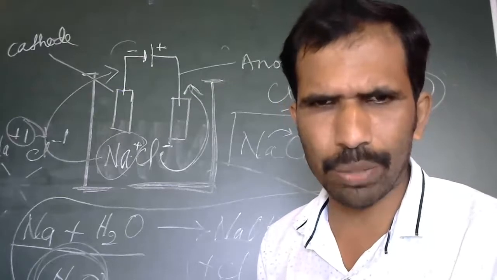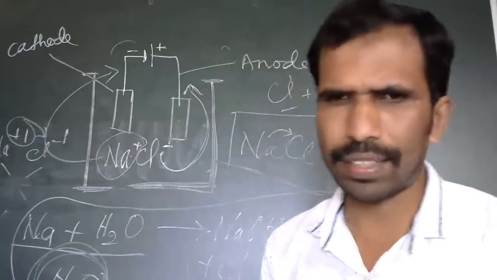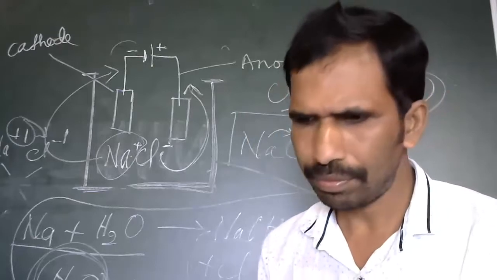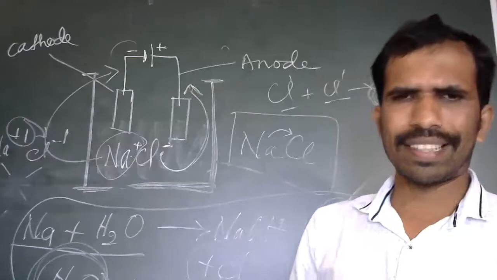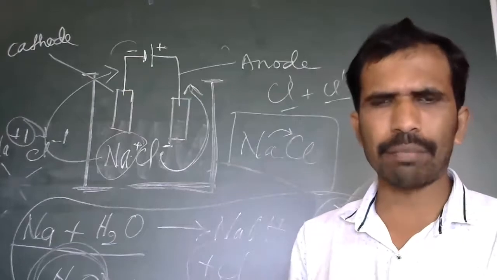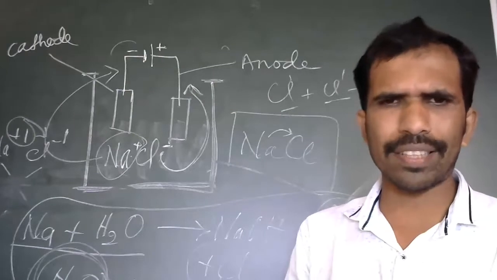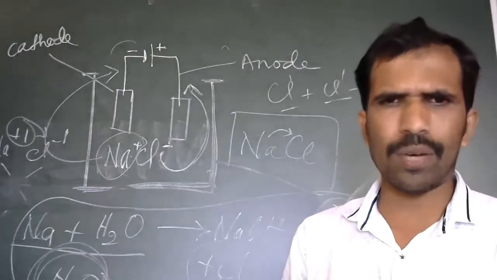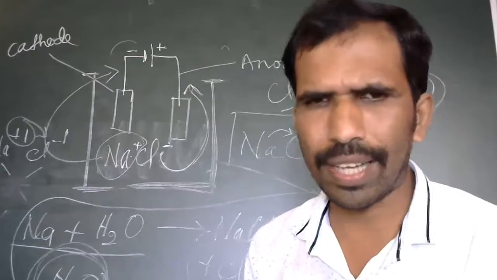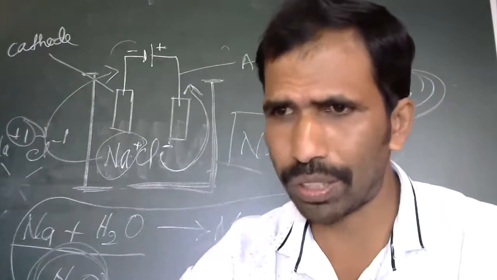All is given in your textbook. Go through that textbook, I'm telling you. Remember, it is used in degreasing the surface of the metal. It is used in the soap industry and as a bleaching agent. It is a common reagent used in laboratories, in research laboratories, as a base. So these are the uses of NaOH. So go through the textbook.